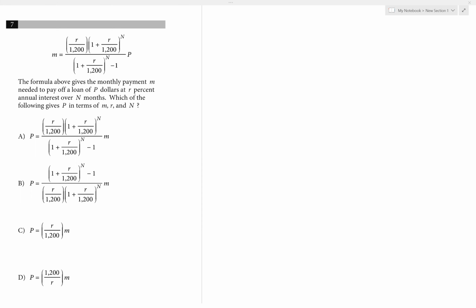All right. So this type of question is one where we have to solve for one variable in terms of the other. So pretty much we're trying to get P by itself. Like we're trying to solve for P. And if you look at the answer choices, we have P equal to something, P equal to something, right, for all the answer choices. Okay.